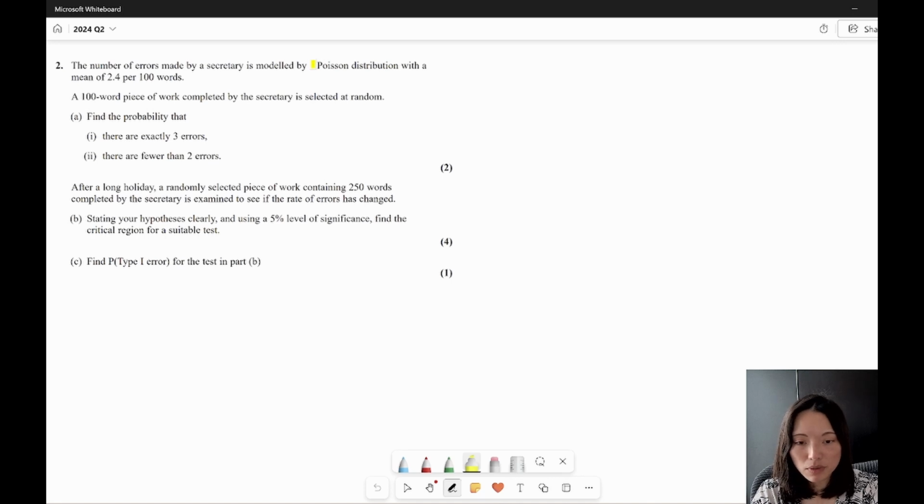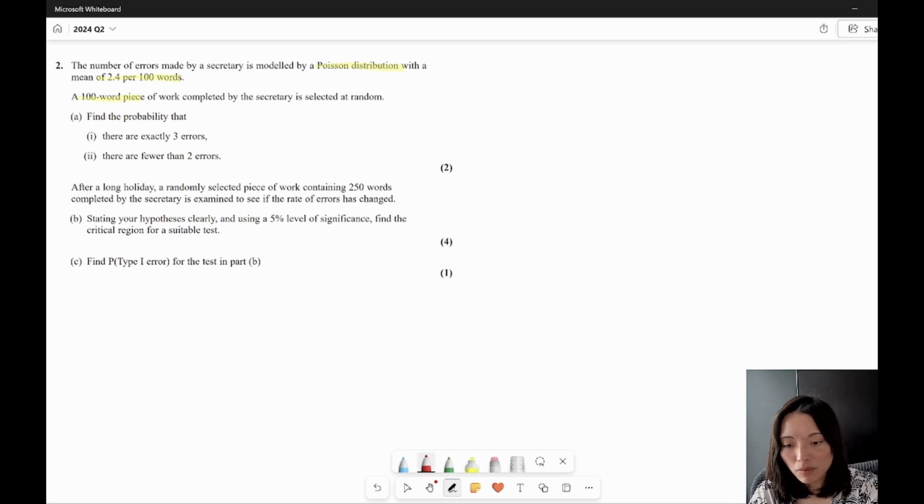So first of all, it's talking about a Poisson distribution, mean of 2.4 per 100 words. That per 100 words is important because part A is asking us for a 100-word piece of work, so we can retain that mean of 2.4. So let's look at part A1. Find the probability that there are exactly 3 errors.